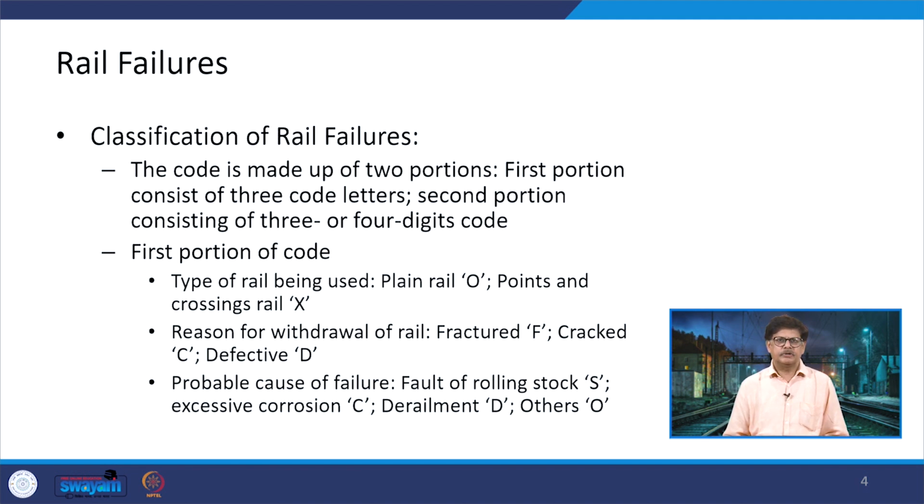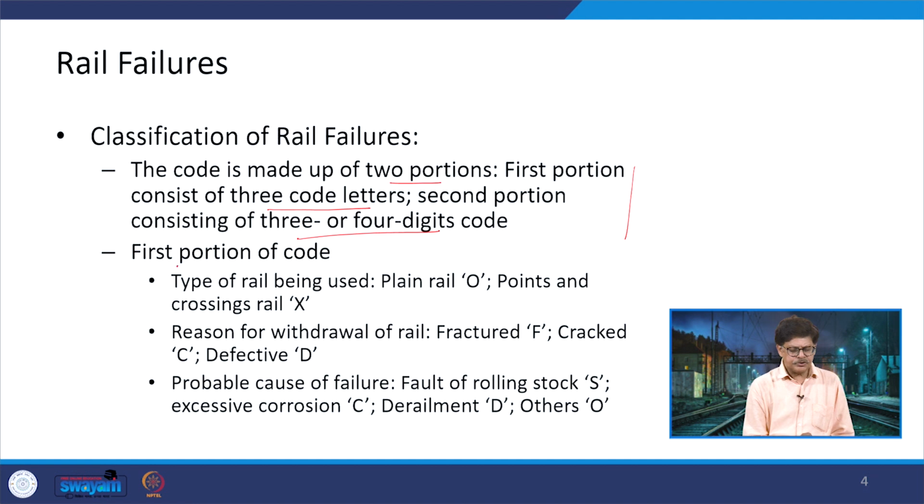The classification of rail failure is basically defined by using a code, and this code has two portions. The first portion consists of 3 code letters, and the second portion may have 3 or 4 digit codes. So, this total comprises the overall classification of the rail failure, and that will give you complete information regarding why that rail failure has happened, where it has happened, and what type of severity it has. All that information is going to be there.